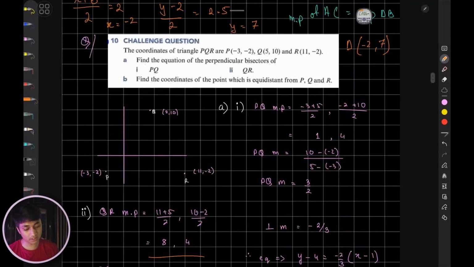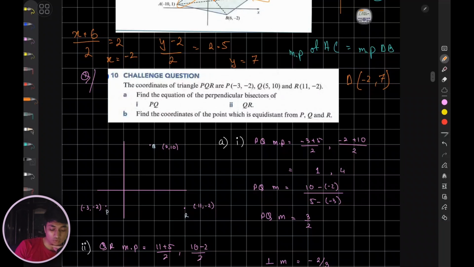This is the easy part. The hard part is: find the coordinates of the point which is equidistant from P, Q, and R. First, take your time and understand this question. What is it even asking you to do? Take your time, pause the video, understand part B.